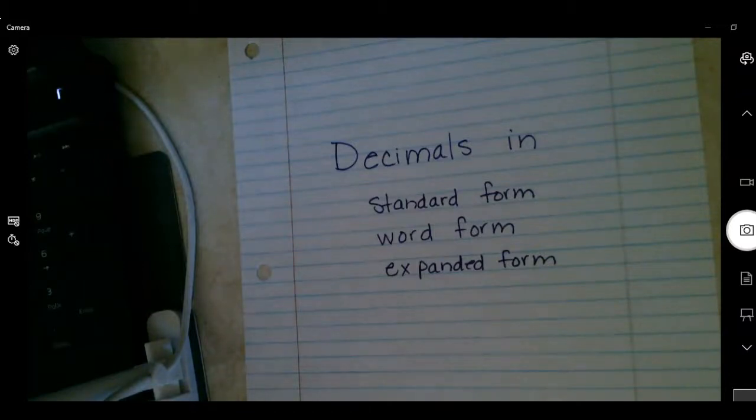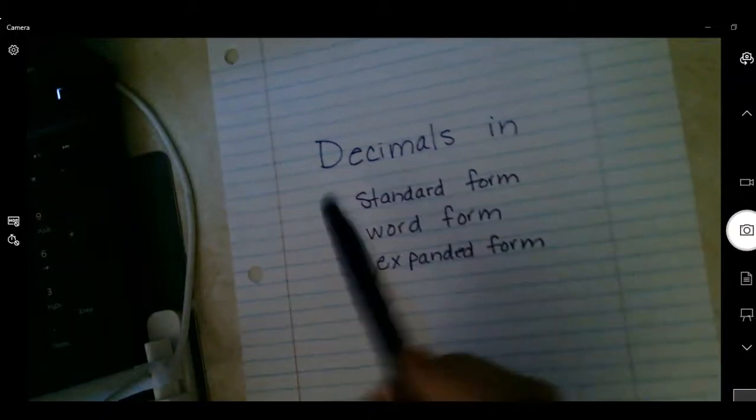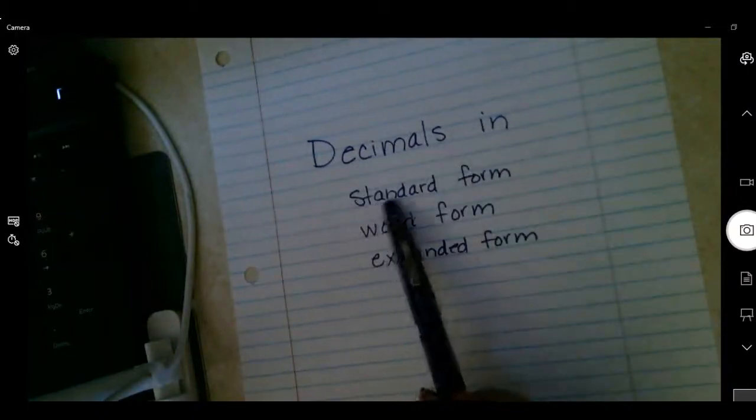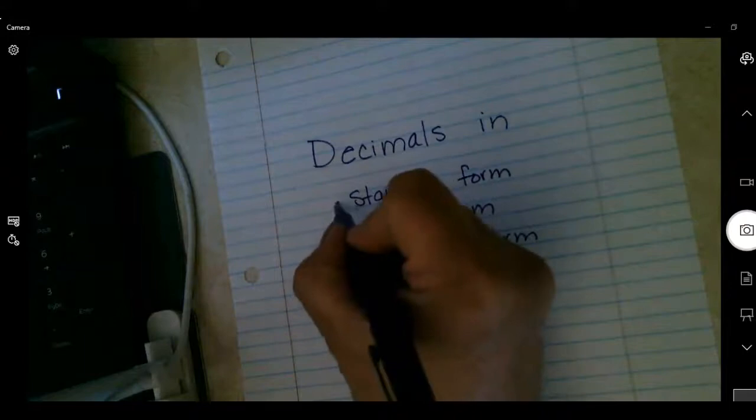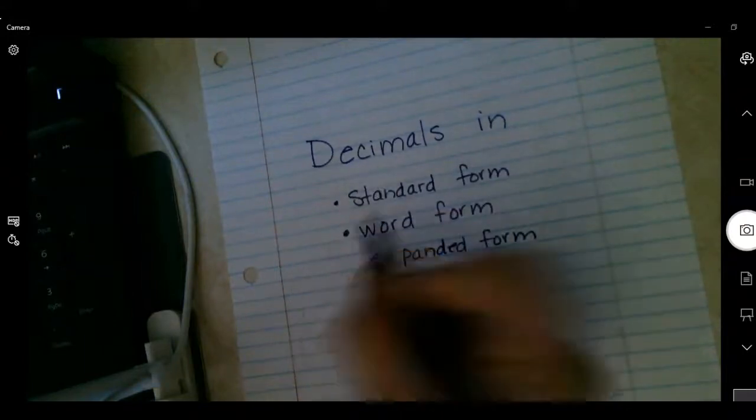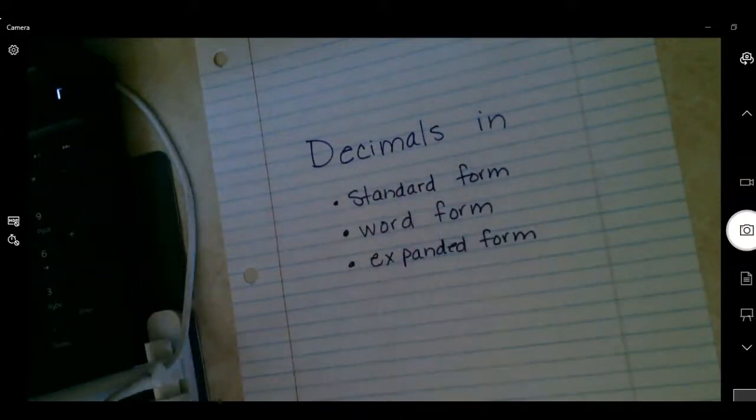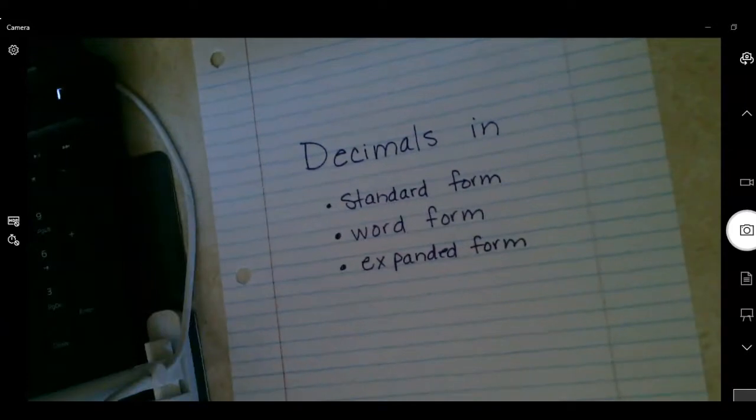And I am here today to do a lesson with you on decimals in standard form, in word form, and expanded form. That's our learning target for today.